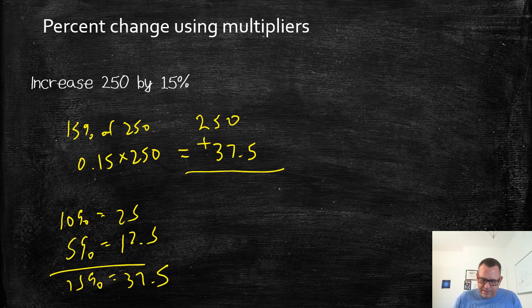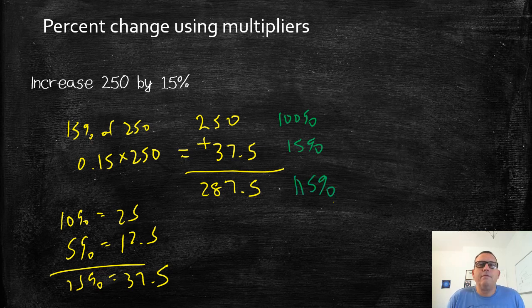So let's look at this. 250 is 100%, isn't it? That's the original number. 37.5 is 15%. Okay, and I add them together, and my answer would be 287.5, which is 115%. Okay, my original number was 250, then 287.5 is 115% because I increased by 15%.